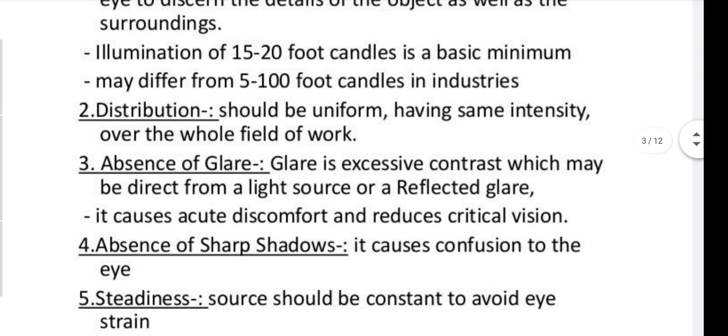Second one, distribution. It should be uniform. The light should be uniformly distributed and it should have the same intensity over the whole field of work. There should not be any breakage in the light field.